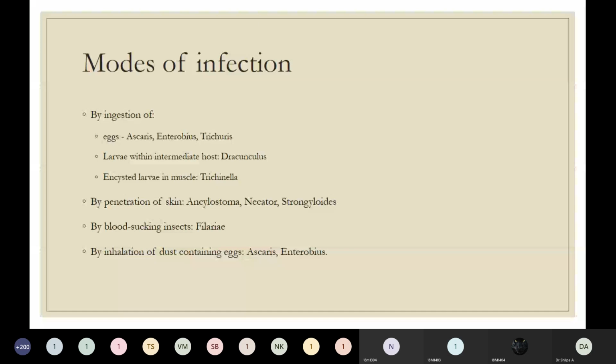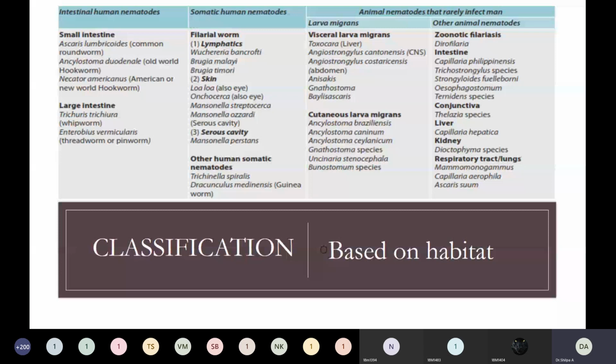So now coming to another classification based on the habitat. The habitat means where the adult worms are going to stay and lay their eggs, right? So based on the habitat, nematodes can be classified into intestinal nematodes and somatic nematodes, okay? Under intestinal, again, we can subclassify into small intestine and large intestine. So the nematodes in the small intestine include Ascaris lumbricoides, Ancylostoma duodenale, and Necator americanus.